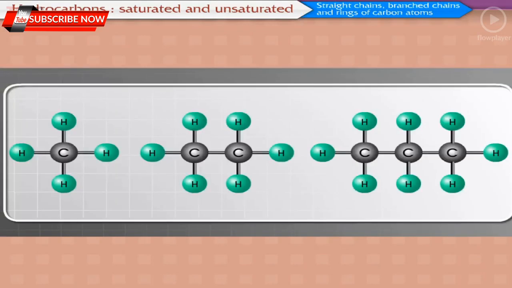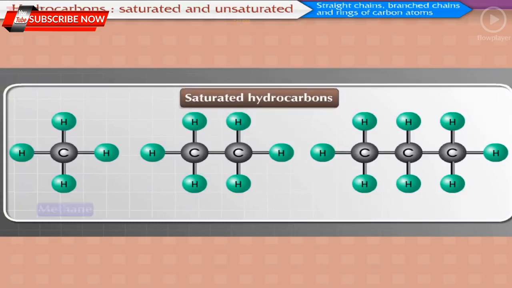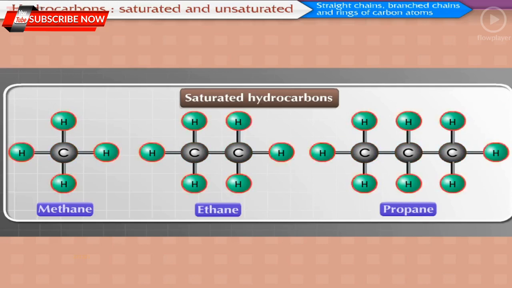Straight chains, branch chains, and rings of carbon atoms. First, let us compare the structural formulae of saturated hydrocarbons like methane, ethane, and propane. From the structural formulae of hydrocarbons like methane, ethane, and propane, we see that a single or more carbon atoms bonded to each other are in the core of the molecule, while the hydrogen atoms bonded to each of the carbon atoms are on the periphery of the molecule.